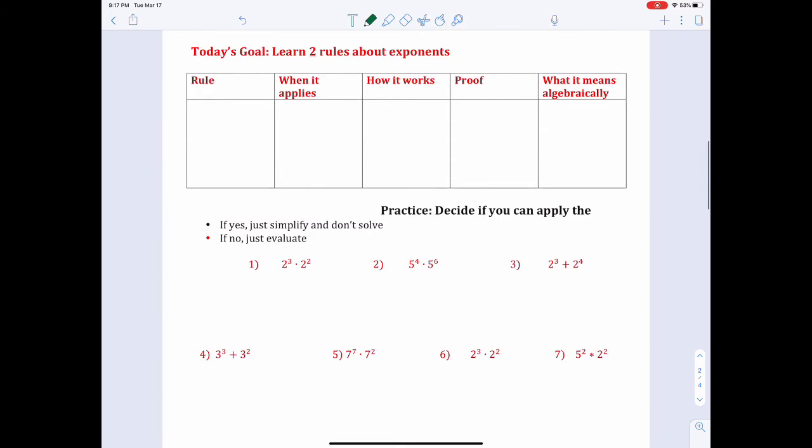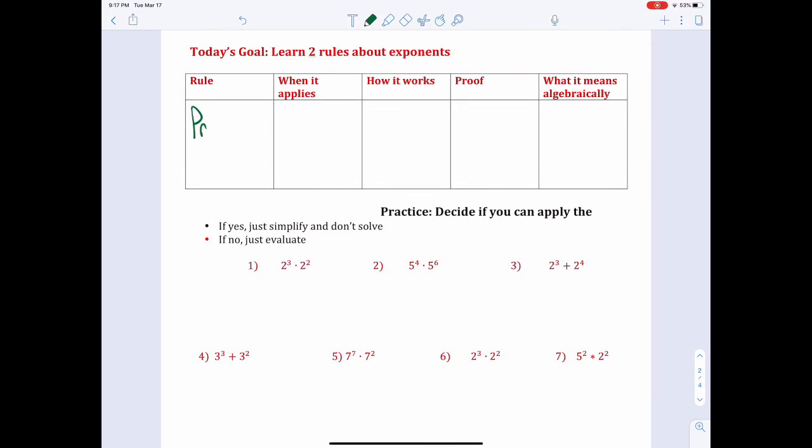The first rule is called the product rule. Now, if this is me, and my math teacher just said the product rule, I would think, where have I heard that word before? Product. That means multiplication. So this rule is going to have something to do with multiplication.